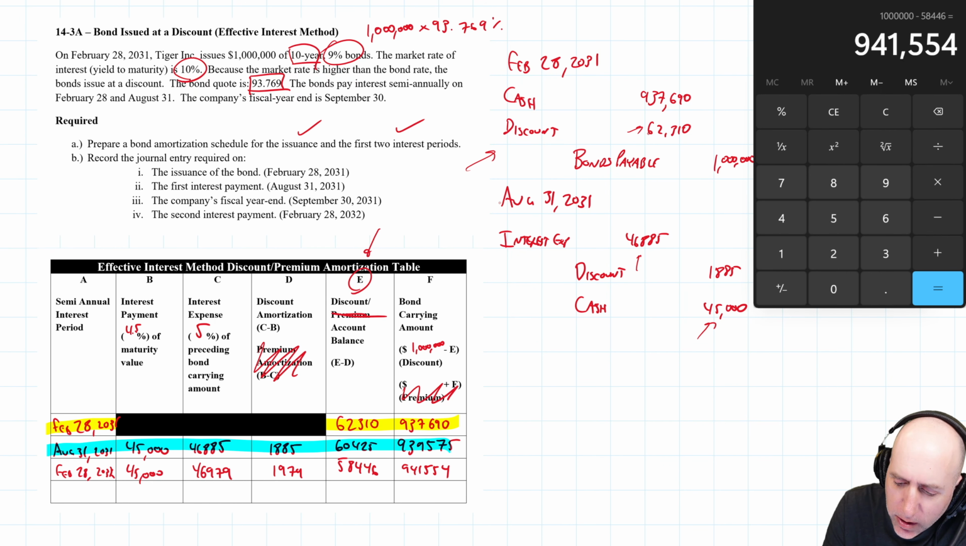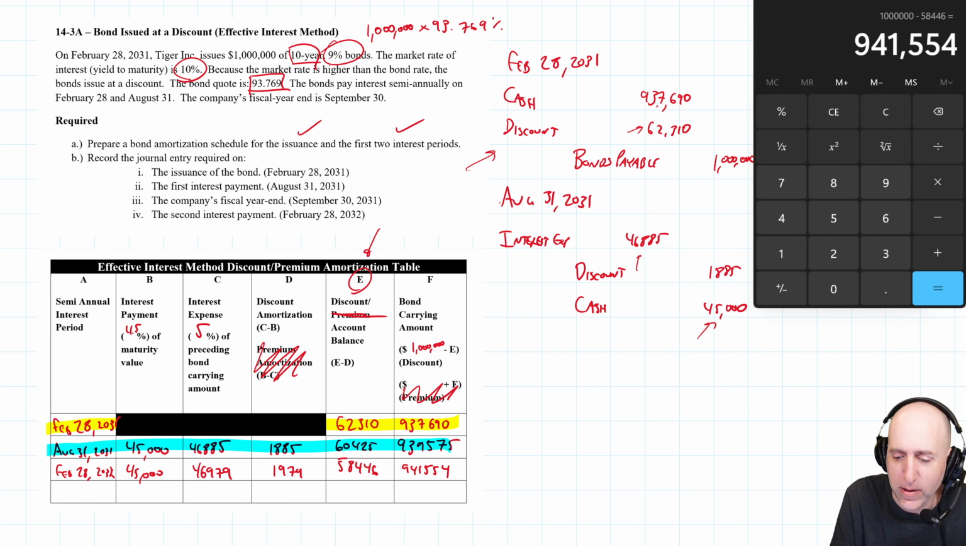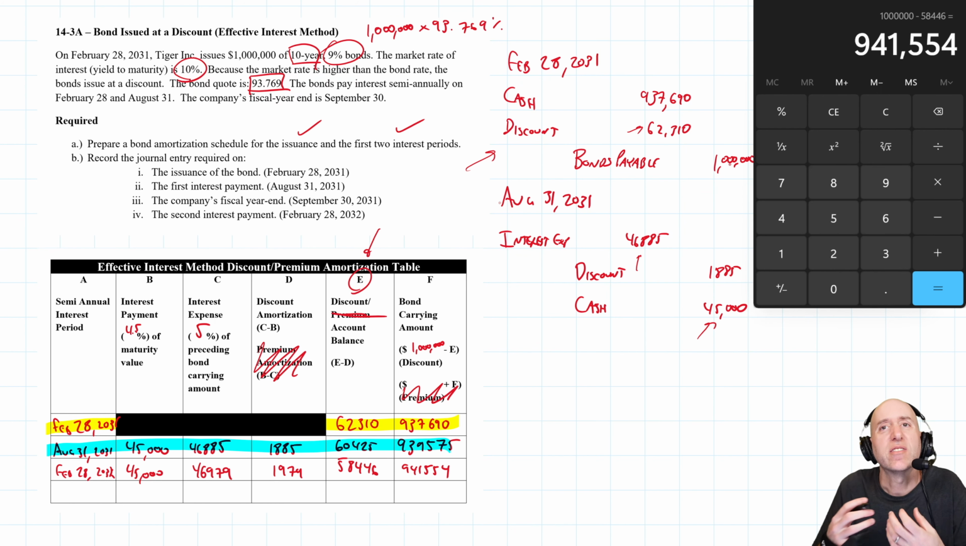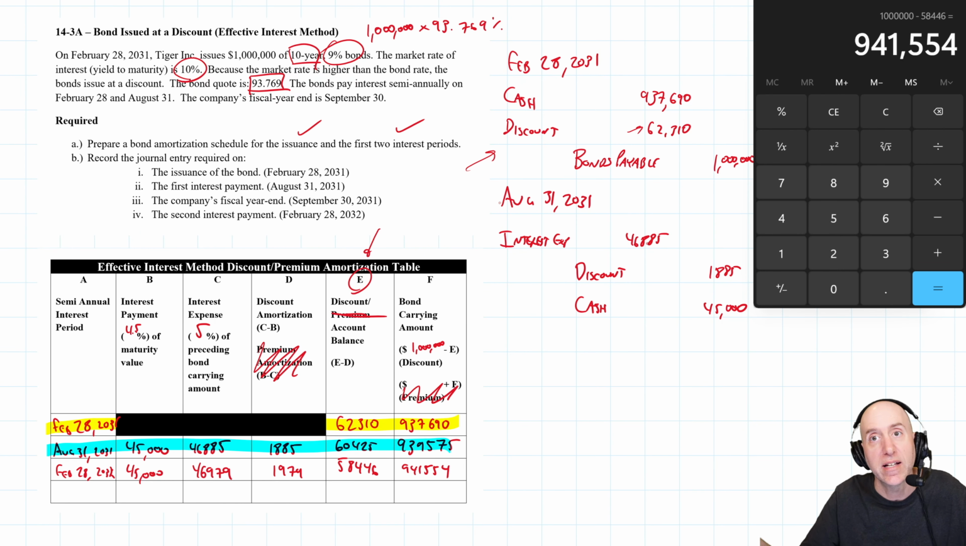I'm recognizing, I said, well, there's $62,000 of extra interest kind of built into this by the nature that I only got $937,000 of cash. I got to pay back $1 million. There's $62,000 of extra interest. I recognize it a little bit at a time over the life of the note. And so in this one, the first 6 months, I recognize $1,885 of extra interest. So I pay $45,000, but I recognize $46,000 of interest because of the discount. If we have a premium, it works the opposite, where we recognize less interest than what we pay over time. But we'll deal with that in 14.4a.